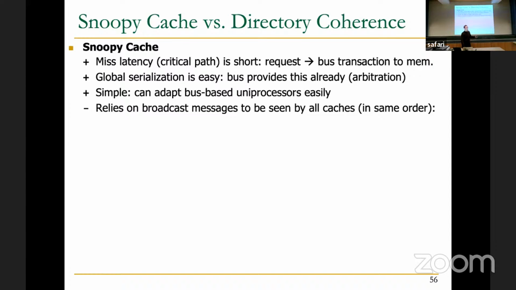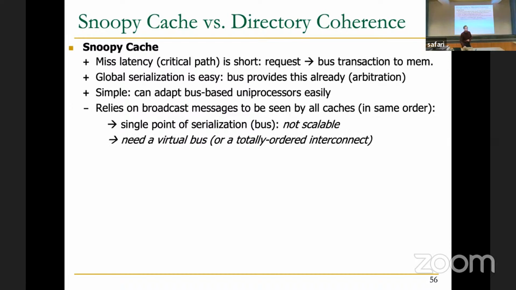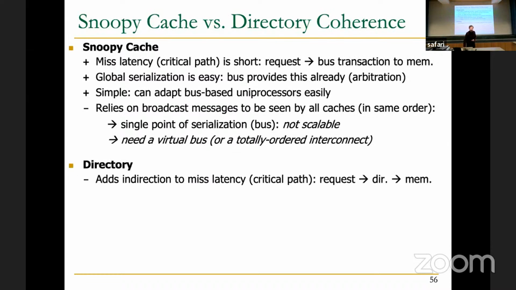Now, unfortunately, it relies on broadcast messages to be seen by all caches in the same order. So a single point of serialization, essentially, for all requests on the bus. And it's not scalable in the end, as we have discussed, right? If you want to go to 10,000 nodes, forget about this sort of thing. So you need a virtual bus, as I said earlier, or a totally ordered interconnect. These are concepts that are harder to implement in a distributed system. And we may mention them tomorrow, but probably not.